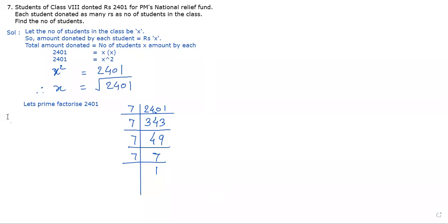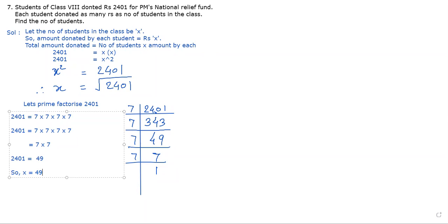Yes, sir. So write down, 2401 is 7 into 7 into 7 into 7. And therefore the root will be what? 49. Correct. That is equal to 49. Means X is equal to 49. Yes or no? Yes, sir.